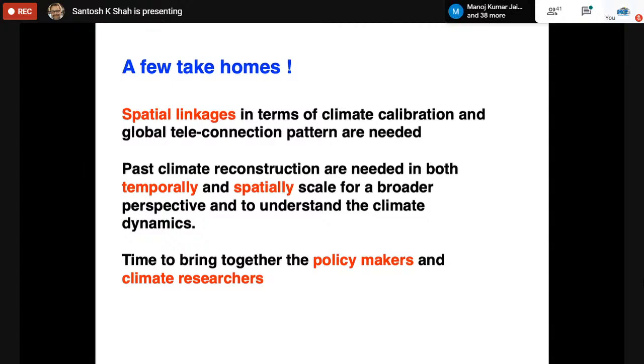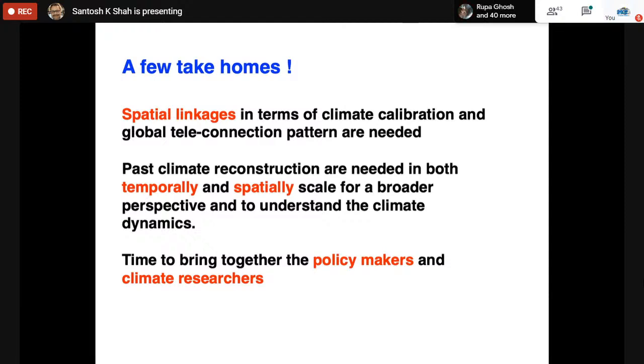And there is another thing we have to do, and now is the time to bring together the policymaker and the climate researcher, because there is a big gap between the climate policymakers and the climate researchers. Unless you understand what policy we have to make, or what climate record or reconstruction is basically needed for these policy things, and if you fulfill this gap, then that will be a good research, and we can bring together both the government policies and research together.